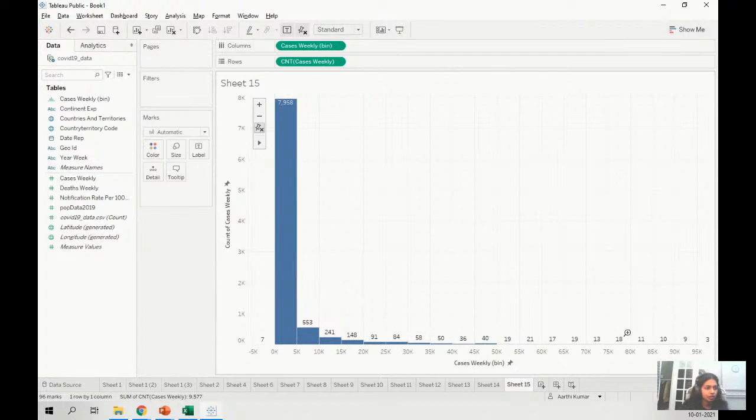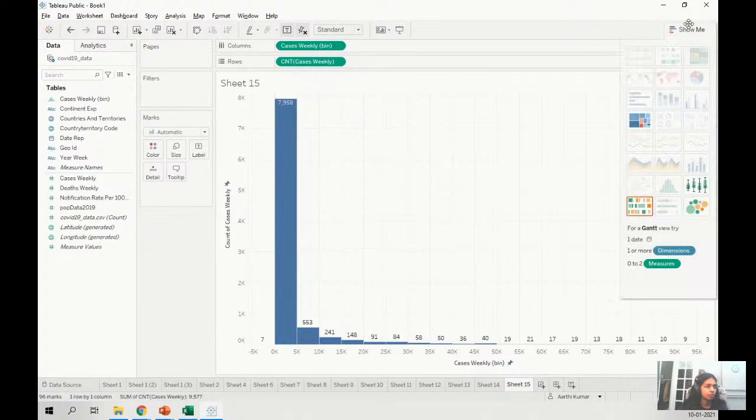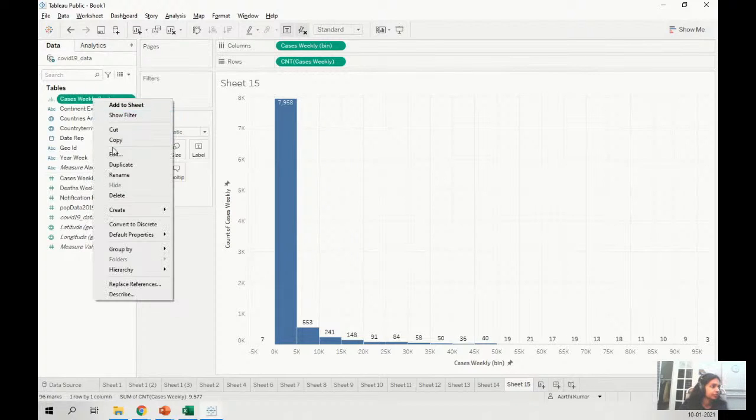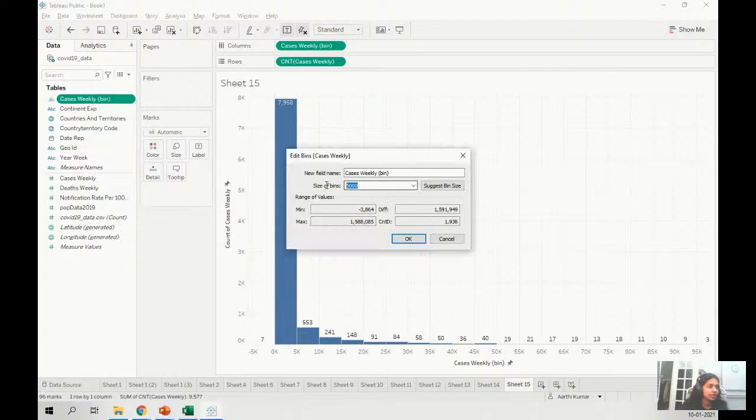This is a long tail distribution, with the maximum number of cases in the 0 to 5K. So this is how you create a histogram. You take just one numeric value, and when you click on the histogram, Tableau automatically creates the bin size, and it also creates a column over here. This column we never had. You can right click, edit, and then decide the bin size, or you can say suggested bin size, and it will automatically calculate it.